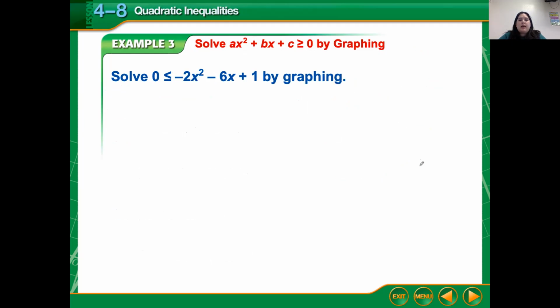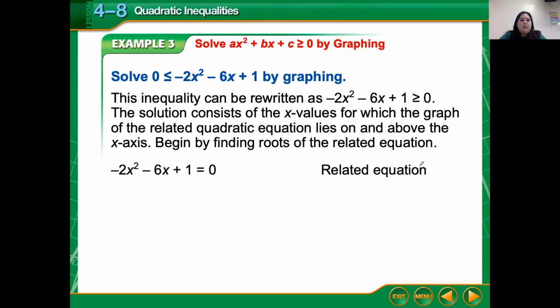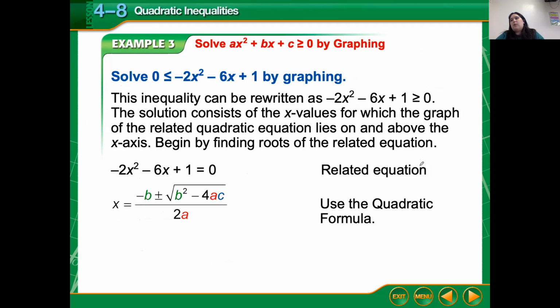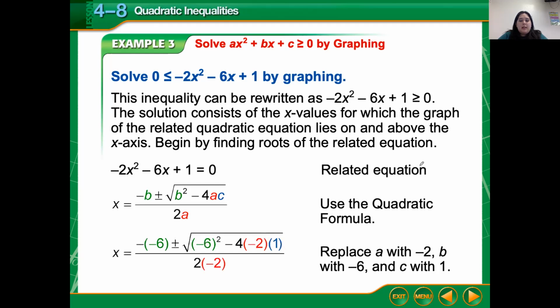All right, next we're going to take a look at 0 is less than or equal to -2x squared minus 6x plus 1, and we're going to solve by graphing. So we're going to find our roots. The solutions lie on the x-axis, so we're going to look for those. In this case, we are going to use the quadratic formula because it's going to be easier that way. And so we identify our A, B, and C values. A is -2, B is -6, and C is 1.